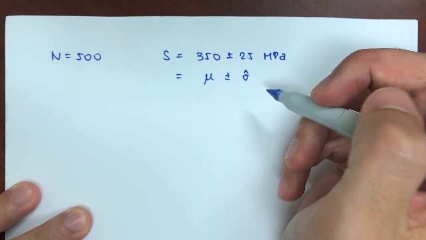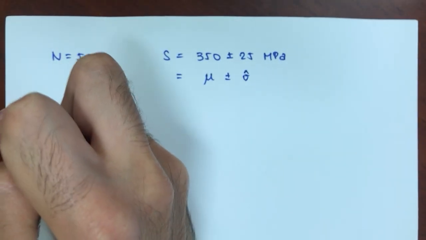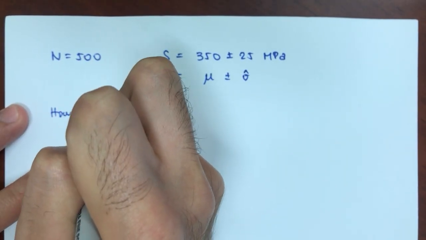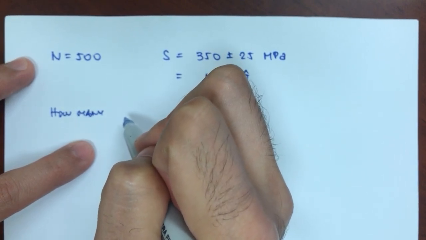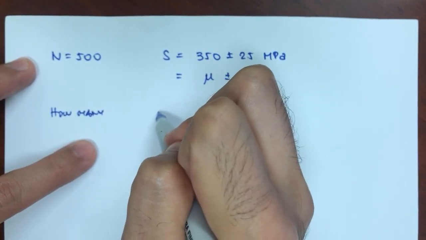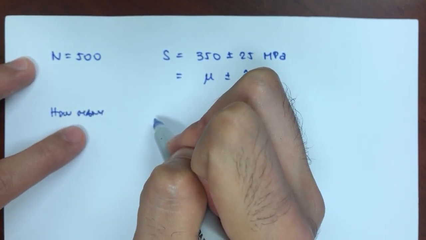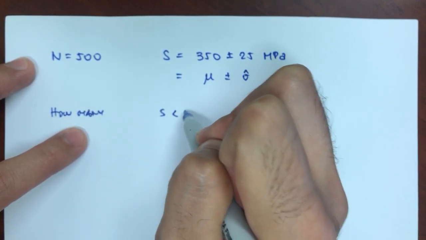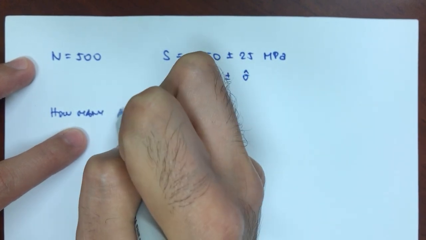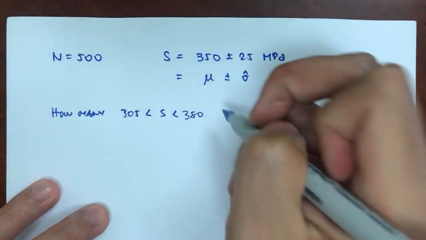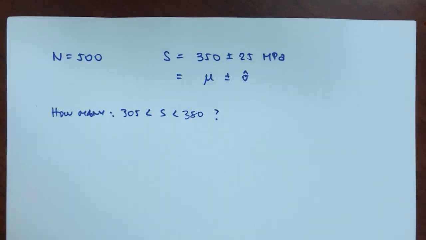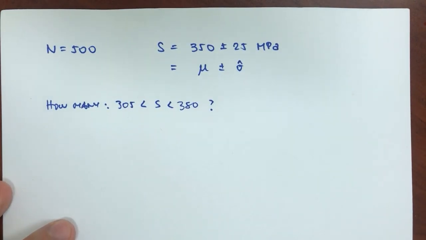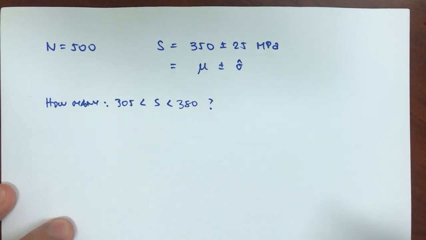And I want to know how many of the 500 will have, what's the probability of how many will be between 380 and 305 megapascals. Okay, so assuming a normal distribution.